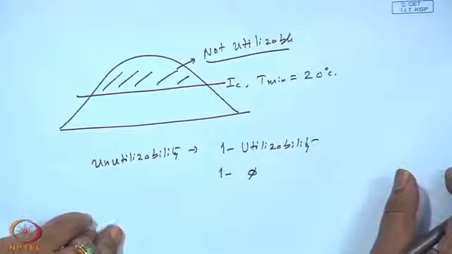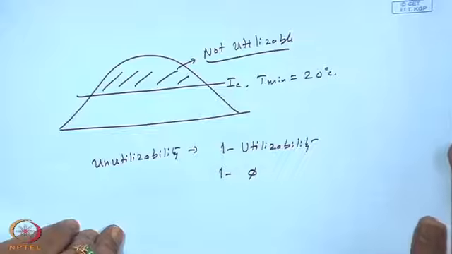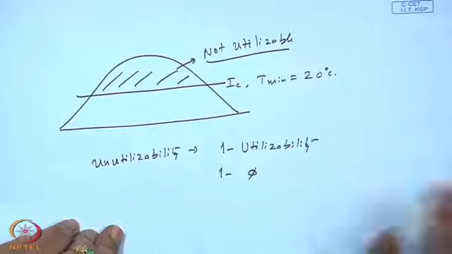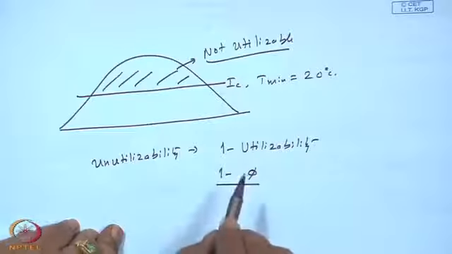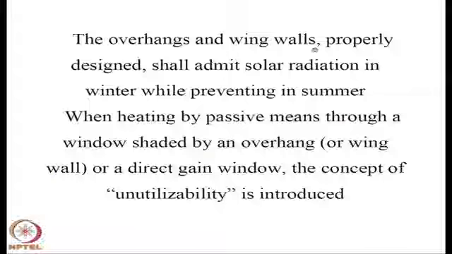So, whatever we try to do as far as a useful energy gain is concerned, with these direct gain windows, you calculate utilizability as if it is a collector supplying at T minimum of 20 degrees C, and 1 minus of that utilizability is the one actually that is unutilizable. You do not want to heat it up beyond the requirement.